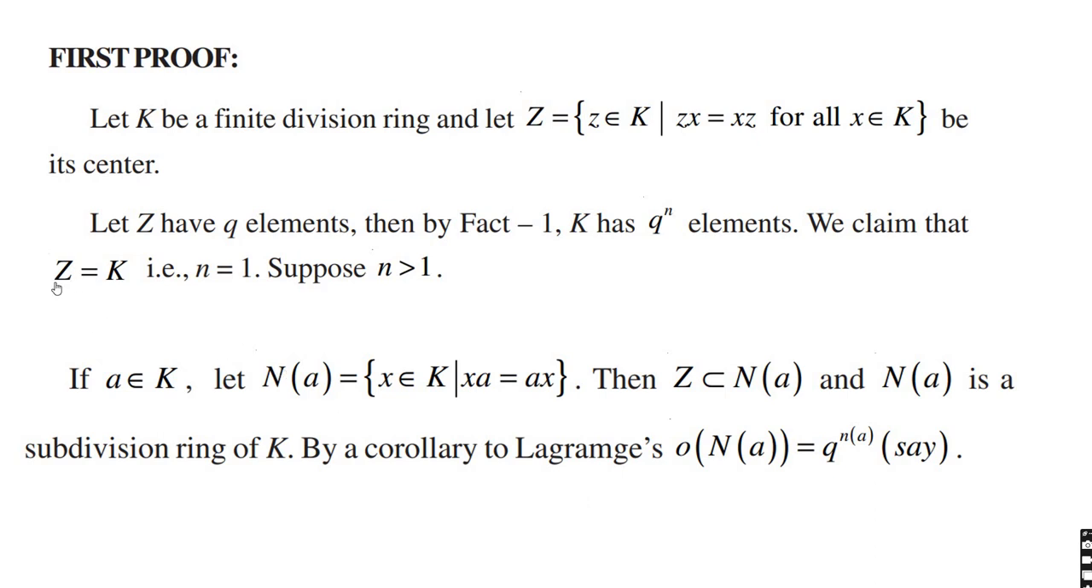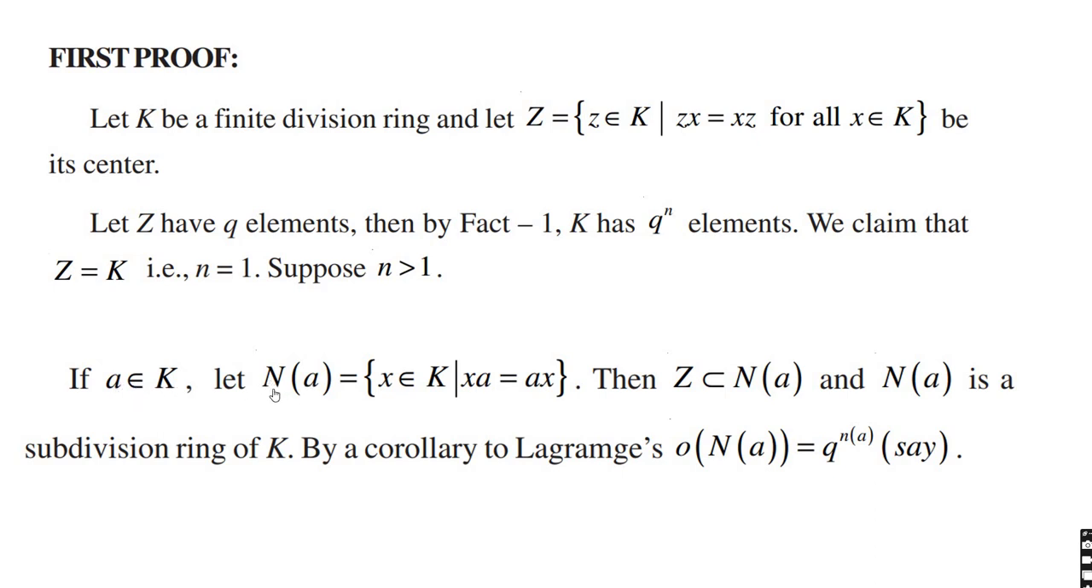So once we show that Z equals K, Z has those elements which commute with all the elements of K. So once you have K to be Z, then all the elements of K will commute with all the elements of K, and therefore K becomes a commutative division ring, and therefore it has to be a field.